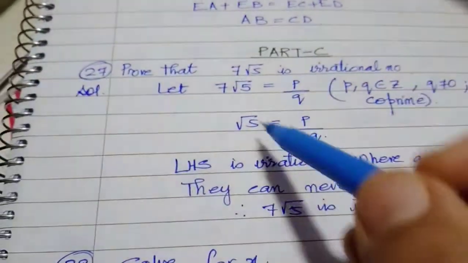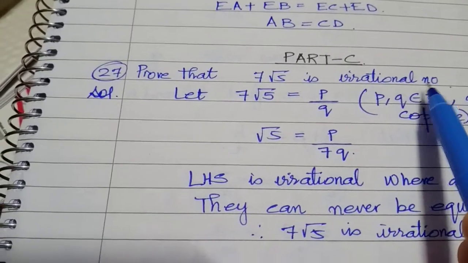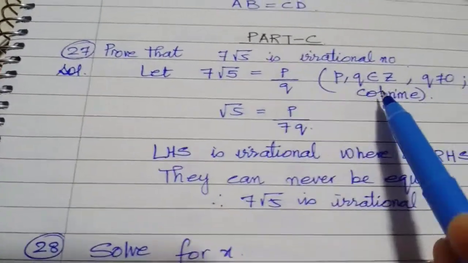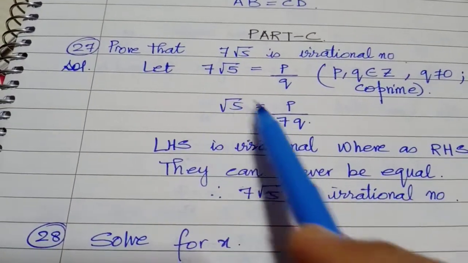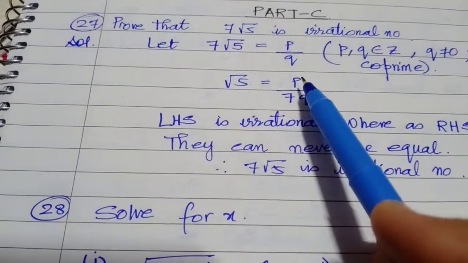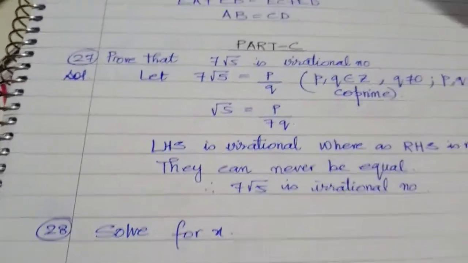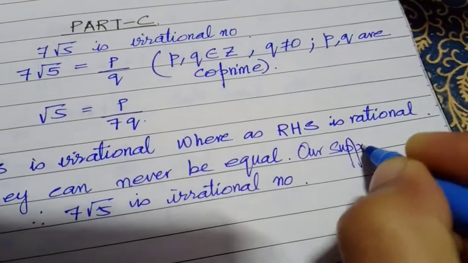Now we have come to the 3 marks question. Prove that 7 root 5 is an irrational number. Let me show you how to take this, and I said this particular portion is equal. Root 5 is equal to p by 7q. I'm bringing 7. This is irrational, this is rational. They cannot be equal. That means our supposition is wrong. Our supposition is wrong.